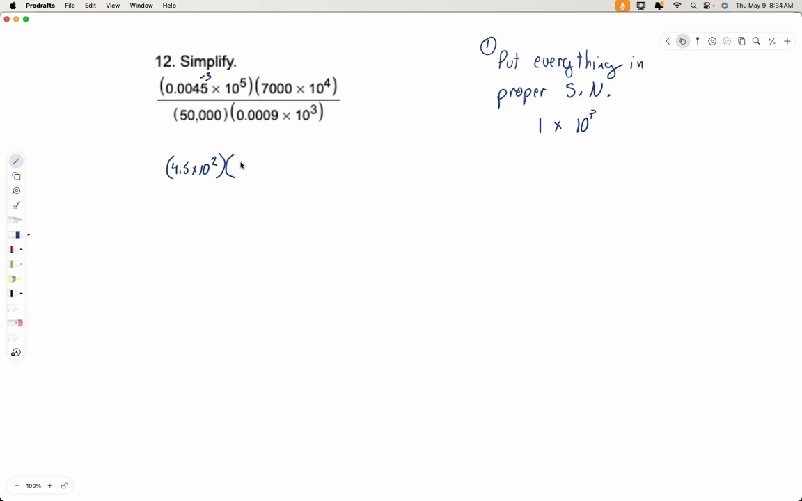Now I'm going to do the same thing here. I know this is supposed to be 7 times 10. Well, I'm going to have to move my decimal forward 1, 2, 3 spaces. So that's +3 +4. That's 7. This one is going to be 5 times 10. And I'm moving my decimal 1, 2, 3, 4 spaces, so it's plus 4. So it's times 10 to the 4th power.